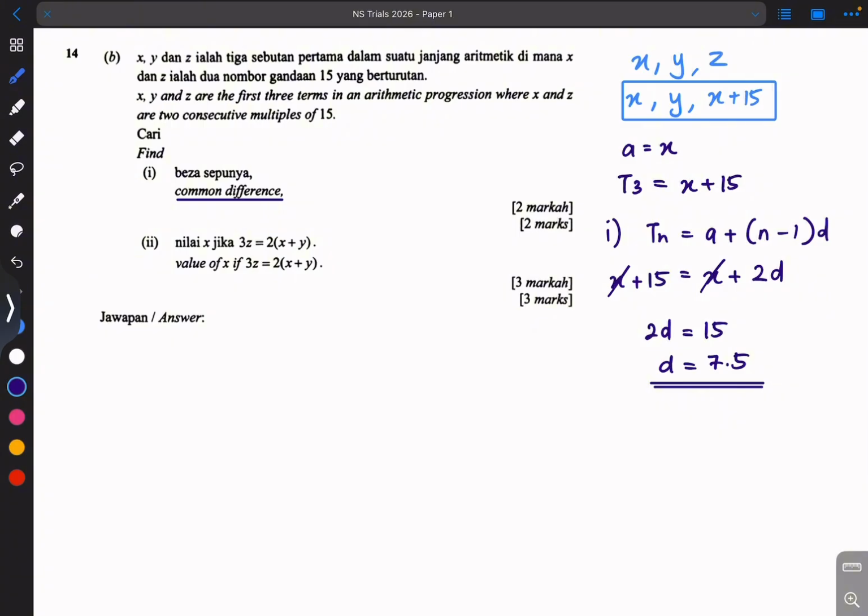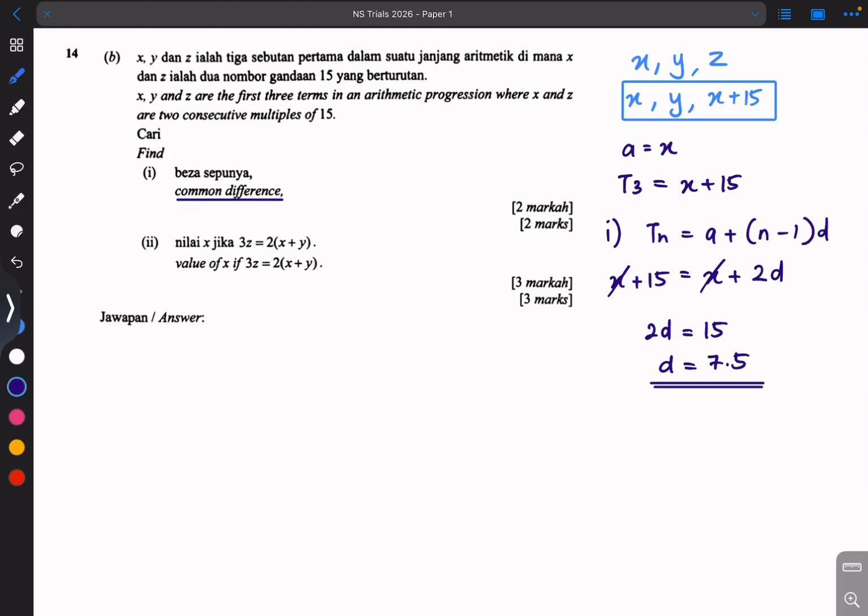This is the difference. Okay, this is one way to solve it. Another way is, if you realize x must plus something to get y, then plus something to get x plus 15. That means x plus 7.5, so the difference is 7.5. 7.5 plus another 7.5 gets us x plus 15. So you can predict that way, but this is the way where you can use your formula to actually find it, instead of predicting.